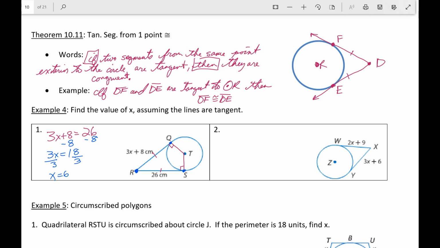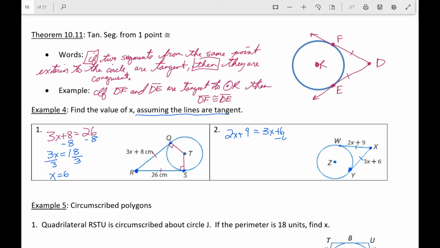Okay, so moving on to number 2, I've got two line segments that begin at the same point exterior to the circle, and I've got two tangent lines, and it says that I can go ahead and assume that the lines that appear to be tangent are in fact tangent. So then that means that I could say that segment WX is congruent to segment YX, and I could say that 2x plus 9 is equal to 3x plus 6. And then I would go ahead and solve for x.